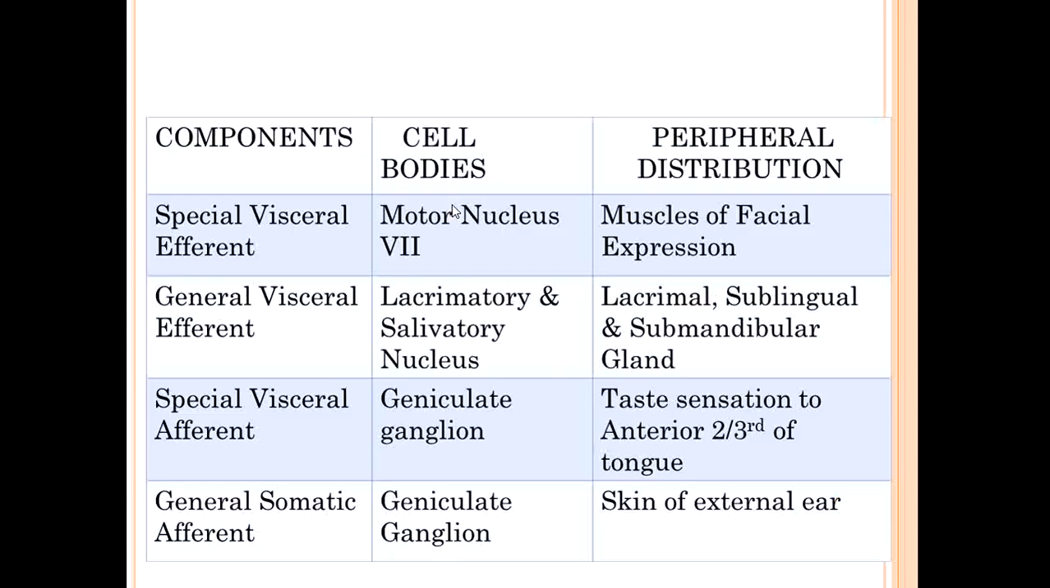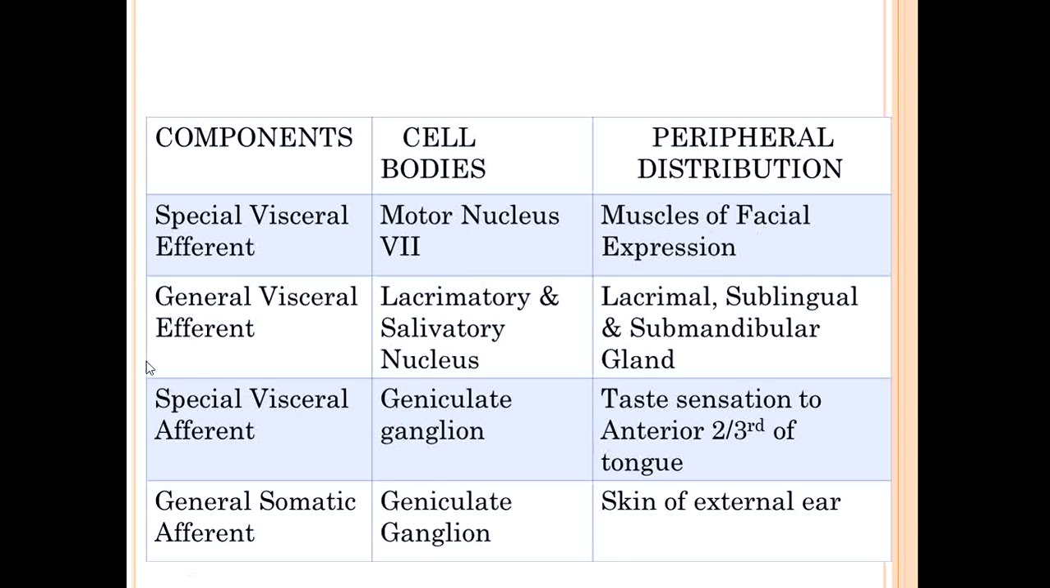Now what are the functional components? So the functional components: there is special visceral efferent. That means efferent means motor. So special visceral efferent. The cell bodies lie in the motor nucleus of the seventh nerve and they supply the muscles of facial expression. Okay.